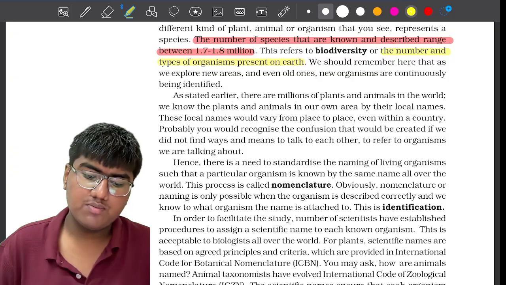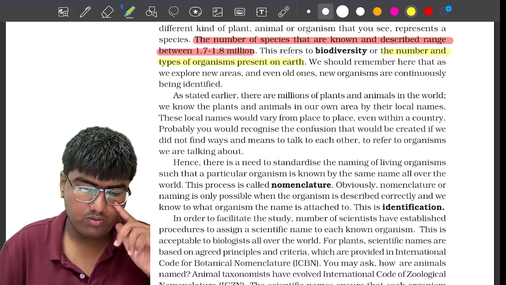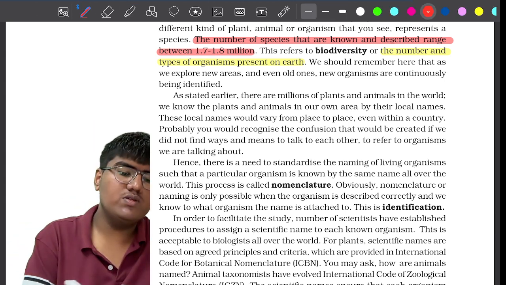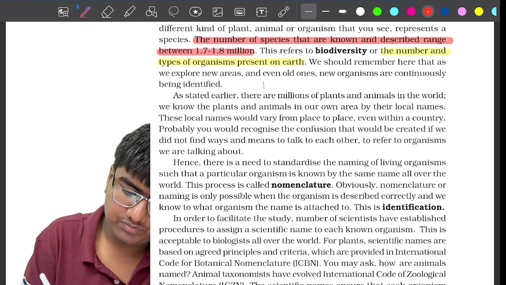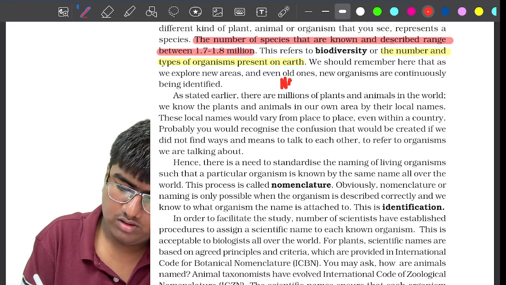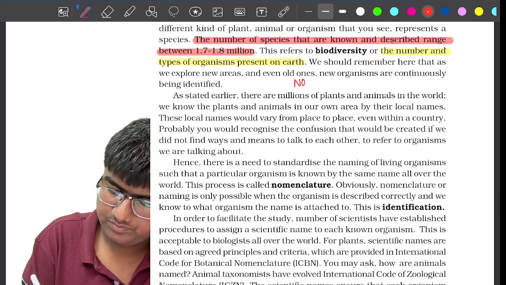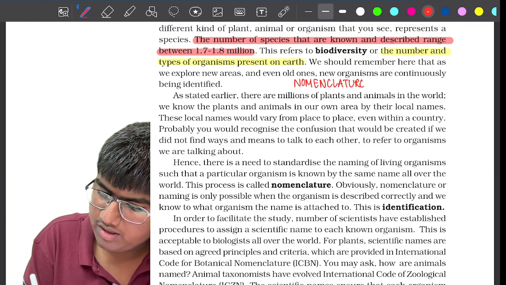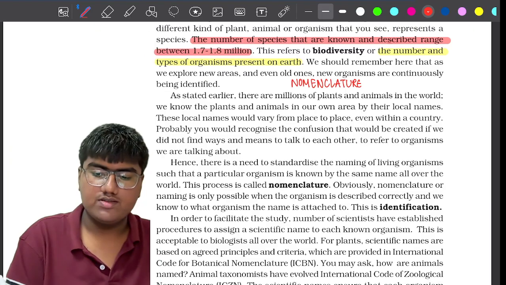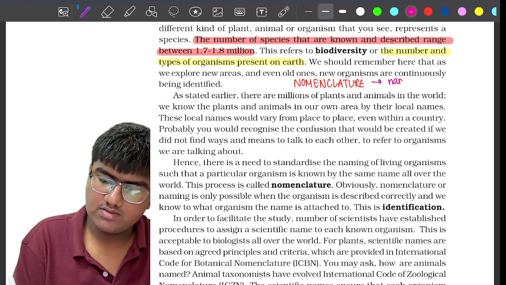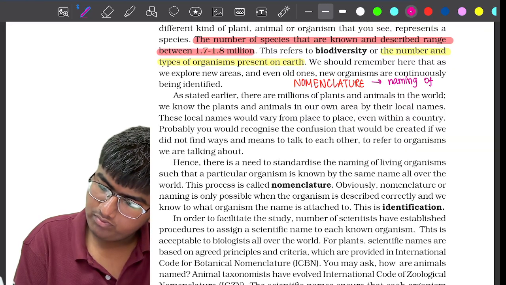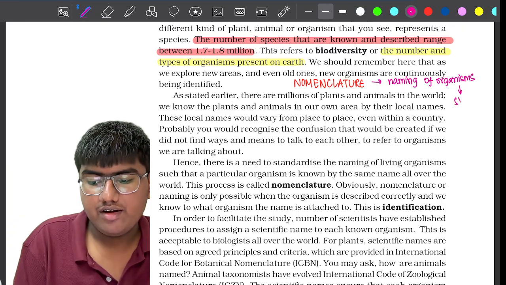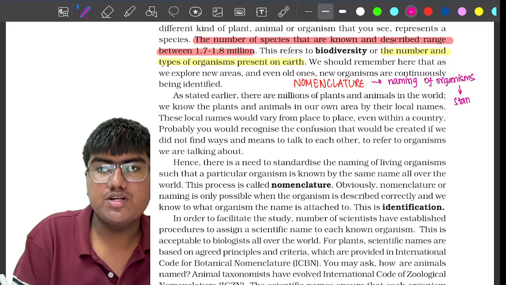As earlier stated, there are millions of plants and animals in the world. We know the plants and animals in our own area by their local names. So now we start with something called nomenclature, which is nothing but naming of the organisms. Naming of organisms, which is standardized. Why it needs to be standardized, we'll see now.